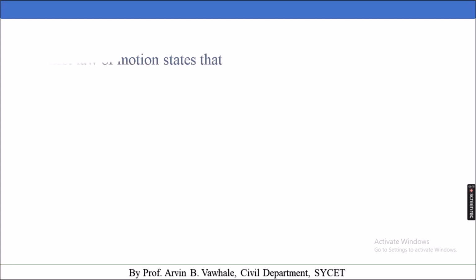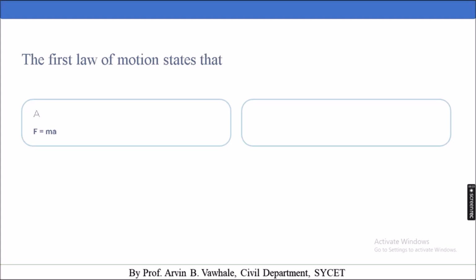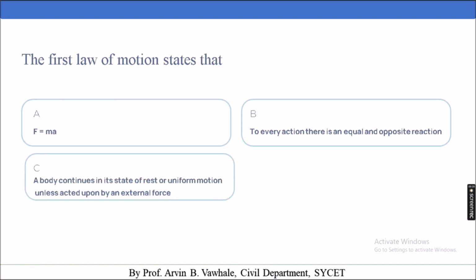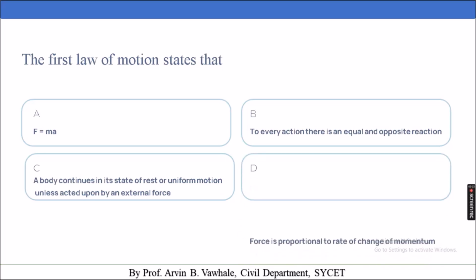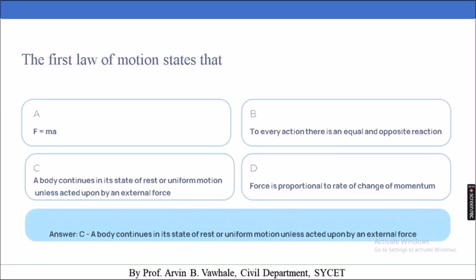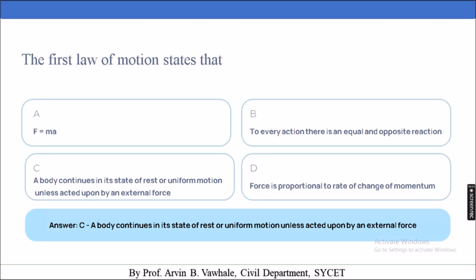The first law of motion states that: option A, F equals m a; option B, to every action there is an equal and opposite reaction; option C, a body continues in its state of rest or uniform motion unless acted upon by an external force; option D, force is proportional to rate of change of momentum. Answer: C, a body continues in its state of rest or uniform motion unless acted upon by an external force.